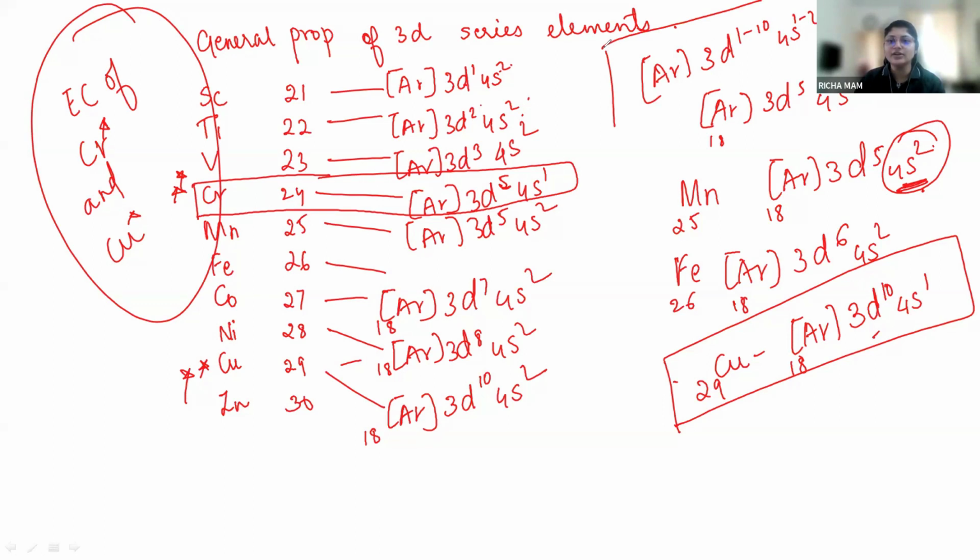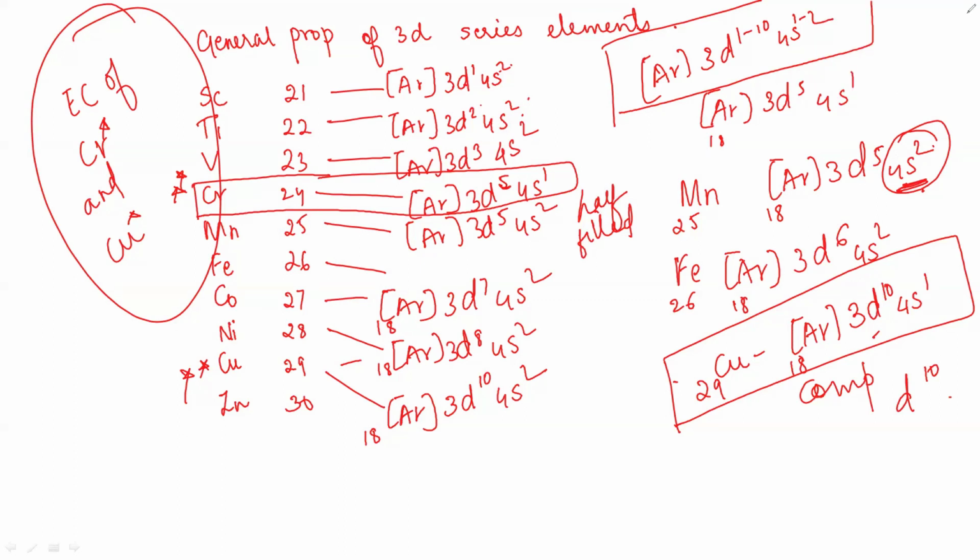So this is the general electronic configuration of your 3d series. Very important: chromium and copper show exceptional electronic configurations, that is 3d5 4s1 and 3d10 4s1. What is the reason? For extra stability. Here it is half filled, and here it is completely filled, because for extra stability we see half-filled and completely filled electrons. So we have a completely filled d10 subshell and a half-filled d5 subshell.